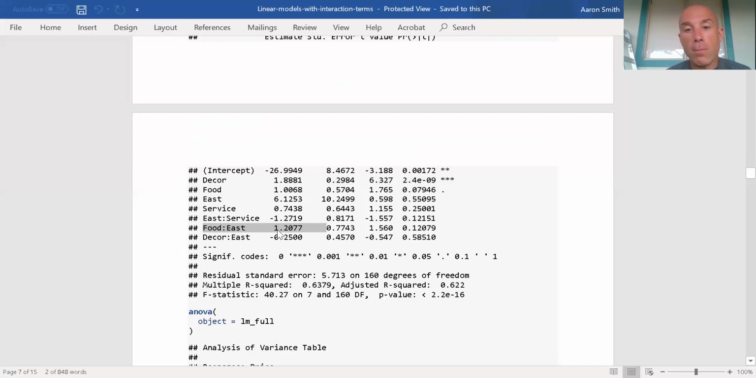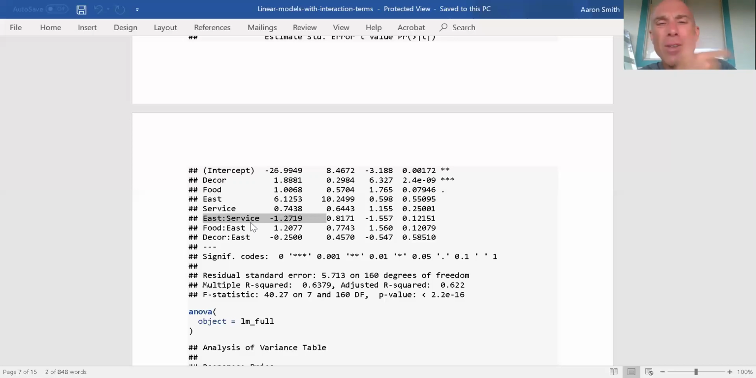So food, that's a pretty substantial difference. The slope for food on the east is 2.2, while the slope of food on the west side is just 1. Now for service, on the west side, it's 0.7, and then negative 1.3. So this is interesting. On the east, in the east part of the region, we're talking about service. Better service gets lower ratings. Does that sound right? Better service gets worse ratings.